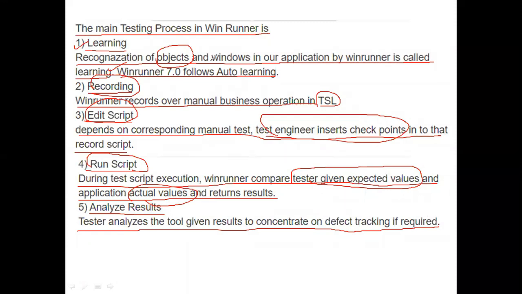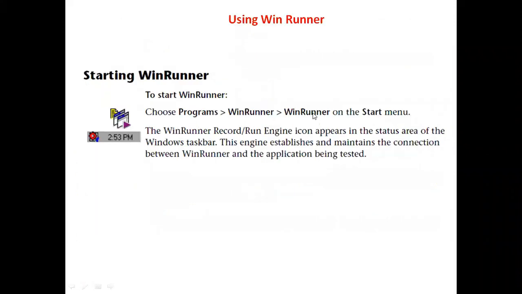So this is the introduction to WinRunner. So how to use WinRunner? To use WinRunner, you have to install the WinRunner software in your system. How to start? To start WinRunner, choose Programs, WinRunner, WinRunner on the Start menu.